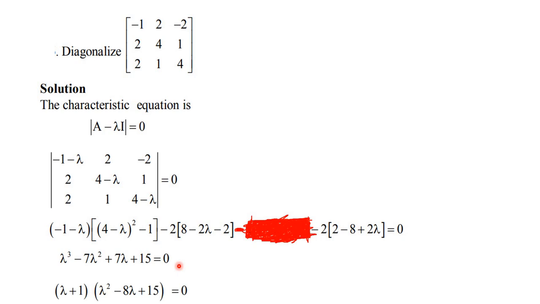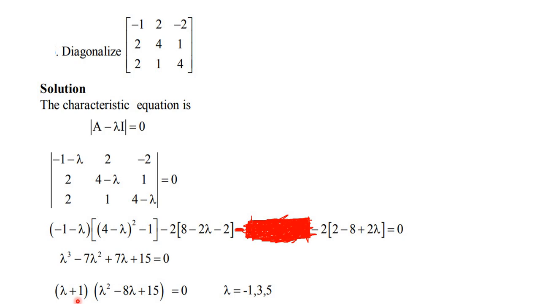Then solving this equation, we have lambda equal to -1 is a root of this equation, because (-1) cube is -1, minus 7 is -8, minus 7 is -15, so plus 15 equal to 0. So lambda equal to -1 is a root of this equation. Then dividing this equation throughout by lambda plus 1, we have the second degree equation lambda square minus 8 lambda plus 15. So this cubic equation is (lambda plus 1) into (lambda square minus 8 lambda plus 15) equal to 0.